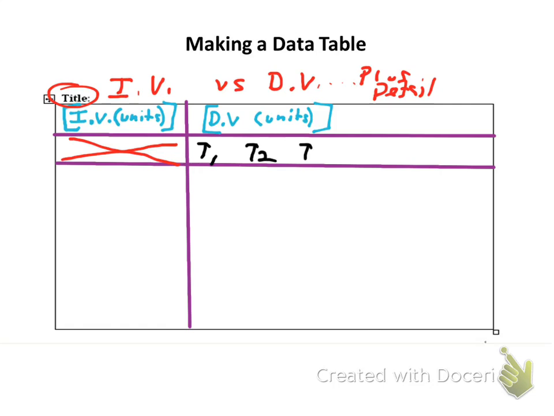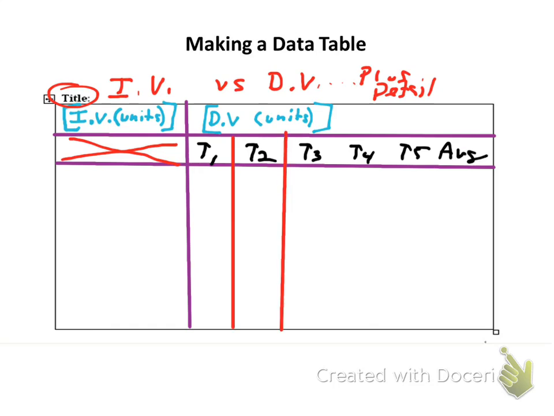And then add your trials, how many trials you did. In this case 5 plus an average. There's nothing magic about the 5 trials. It could be 6, 7, 8, 9, 10 trials. Yours just has to hold however many trials you did for the lab. In my example I used 5.